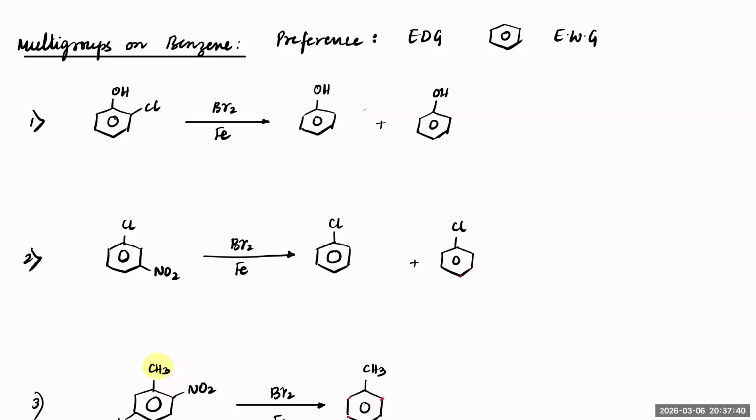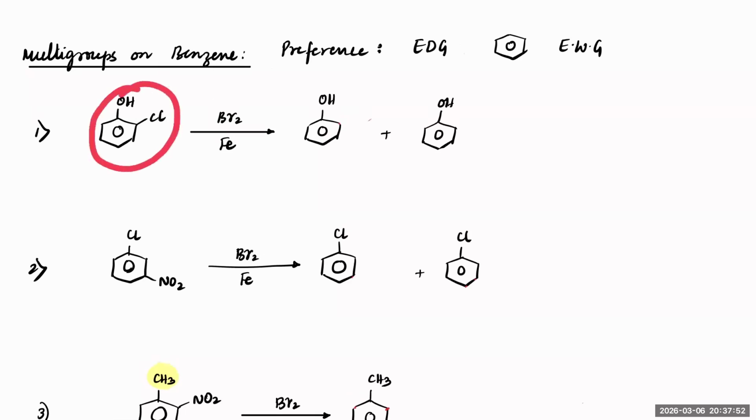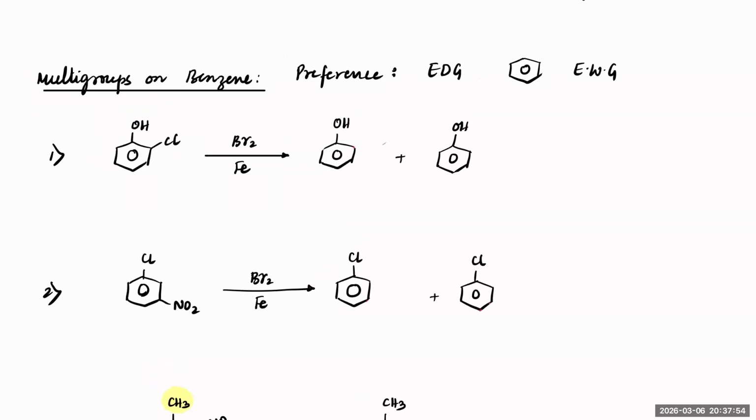Right? Everybody look into it. So the last part of this topic is about tri substitutions, or we can say multi-group substitutions. In case you have these kinds of groups where one of them is a donating group, this is electron donating while chlorine is electron withdrawing. And then you are making a bromination on it, right?